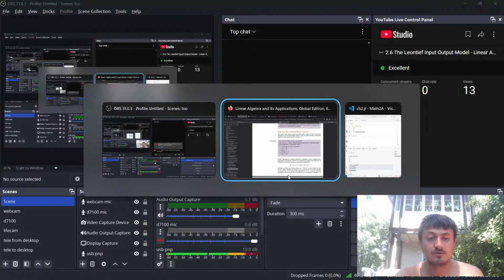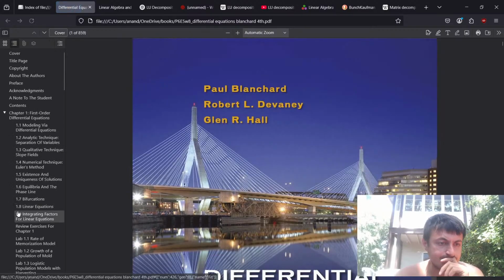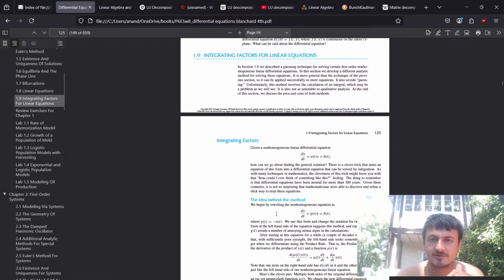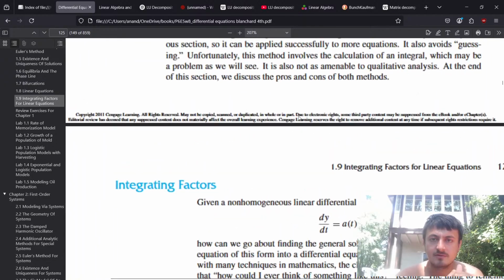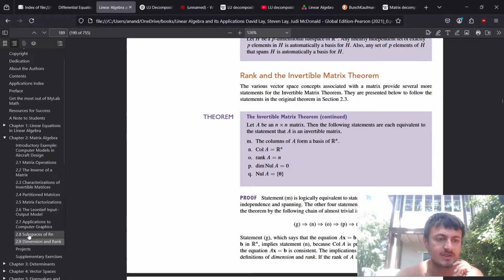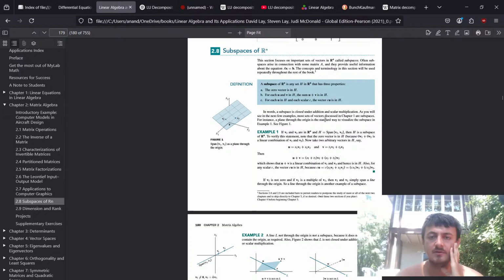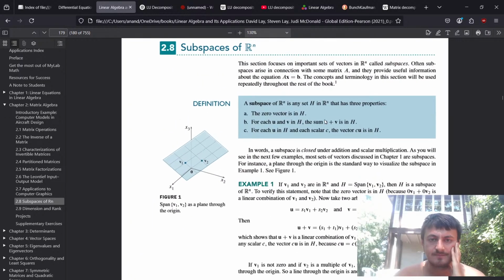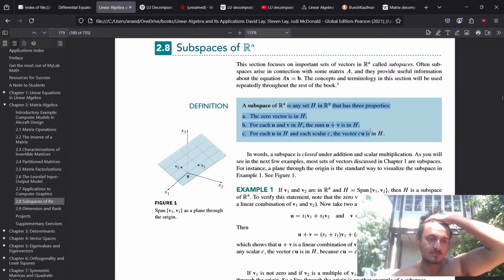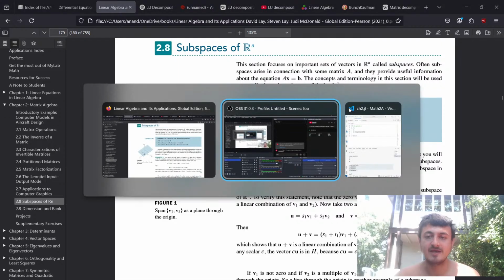Okay. So next up is... I don't know if I want to do this integrating factors section. We could always just spam linear algebra. So we could do this 2.8. It's wild that they define subspace before they define vector space. That's pretty crazy to me, actually.